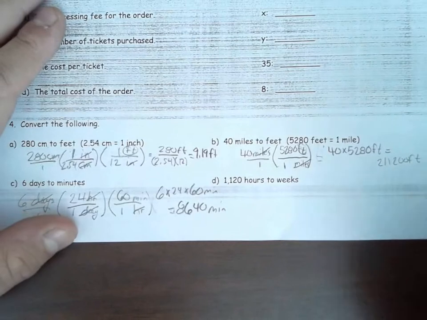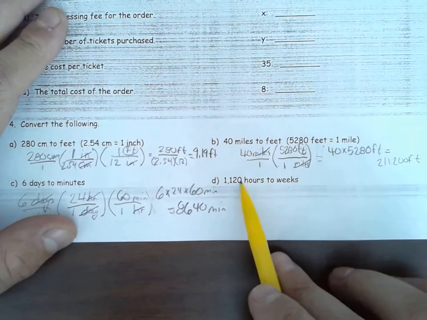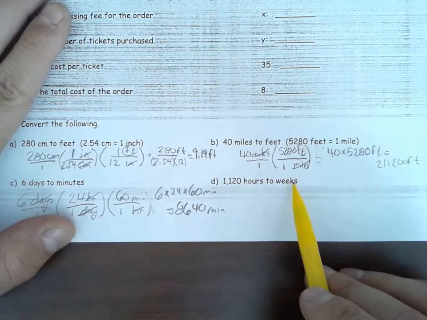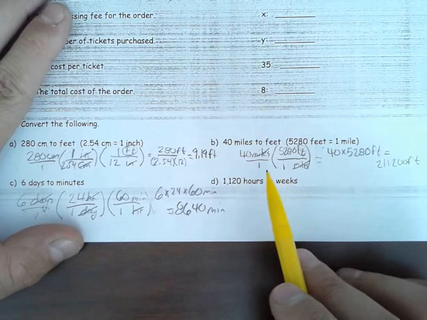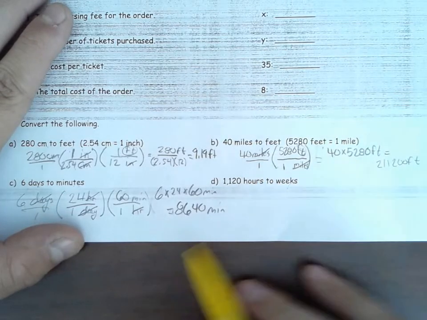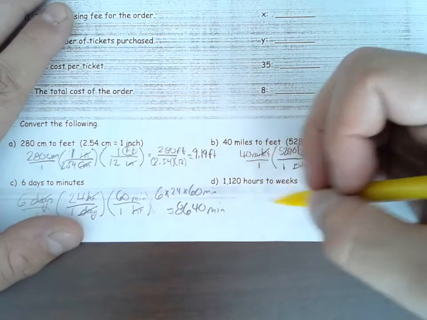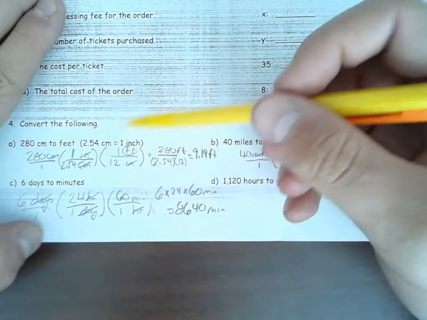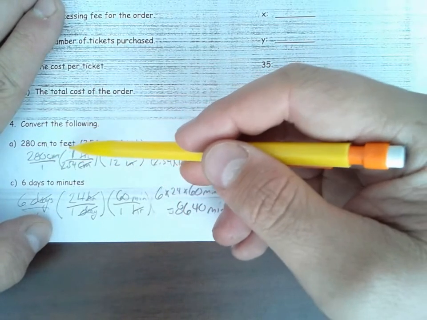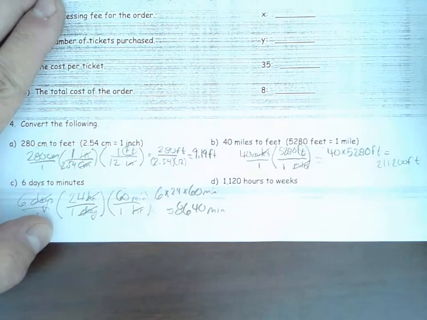And then finally, hours to weeks. We know this is going to become a smaller number because there are fewer weeks than there are hours, right? In 1 week, there's a lot more hours than 7 days. You know what I'm saying? So basically, what I'm trying to say is we're going to divide, kind of like this guy, 280 centimeters to feet. The number for feet will be smaller because 280 centimeters are tiny.